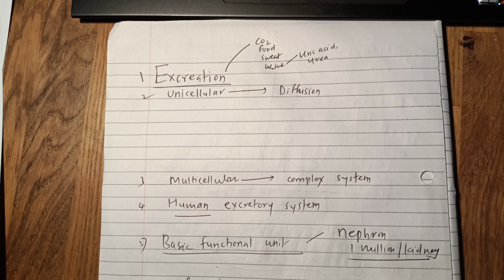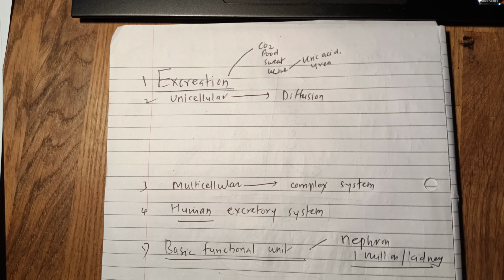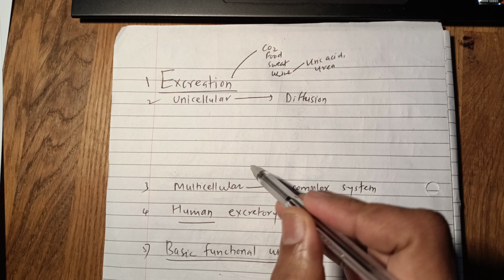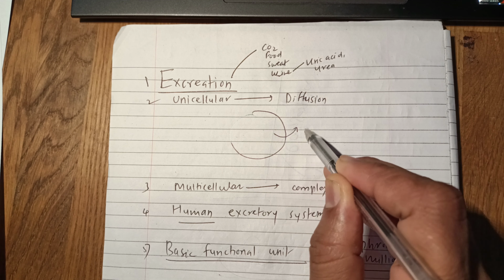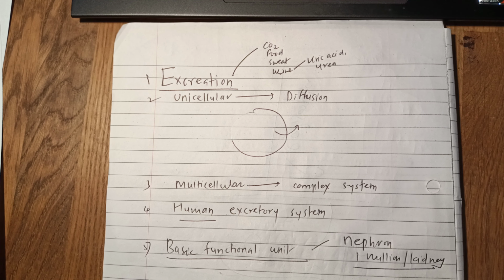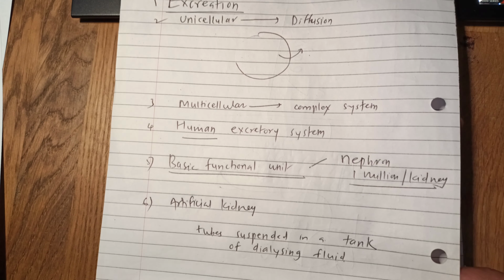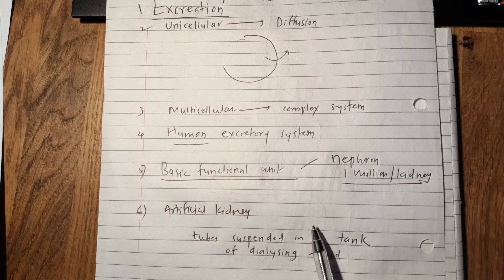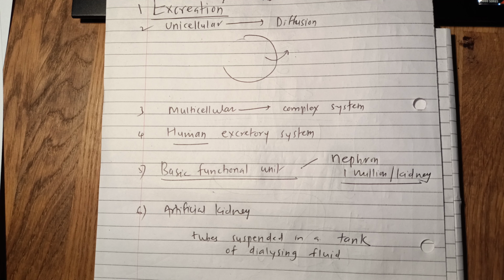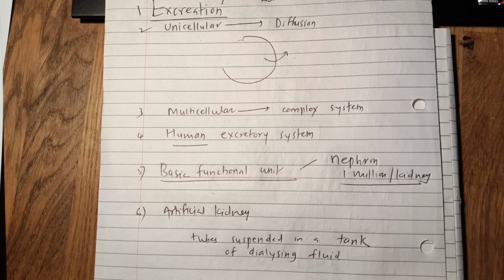Different organisms will have different ways of getting rid of these harmful waste products. Unicellular organisms will excrete by simple diffusion from inside to the outside. So this is a process of diffusion. But multicellular organisms will have a more complex excretory system, such as human beings, and they will have a specialist excretory, that is urinary system. Now let us talk about the human excretory system.